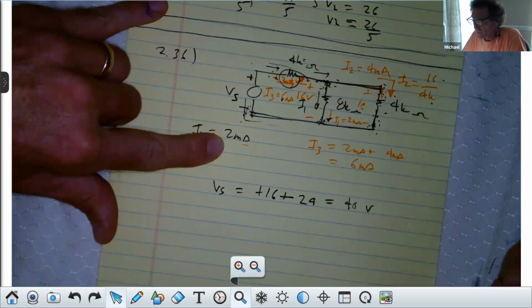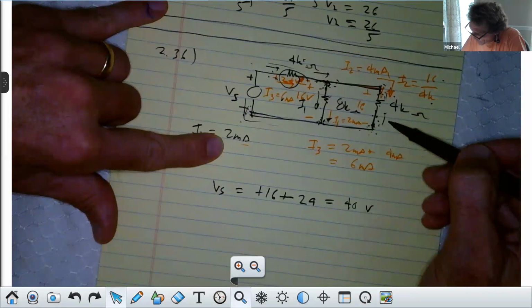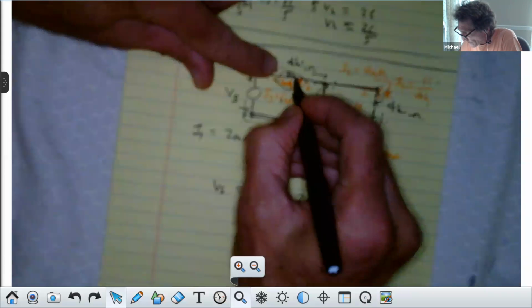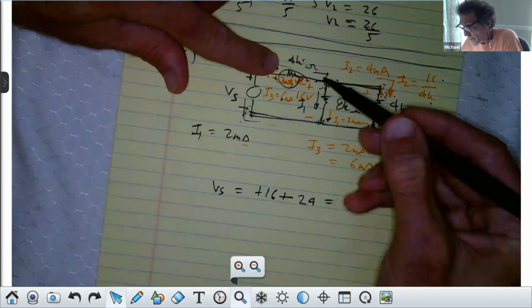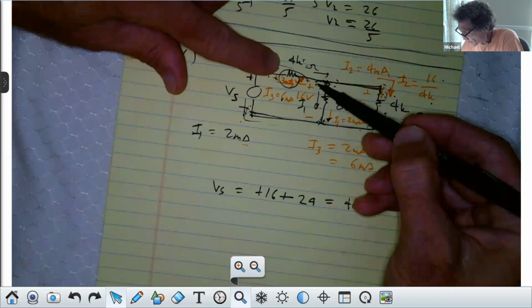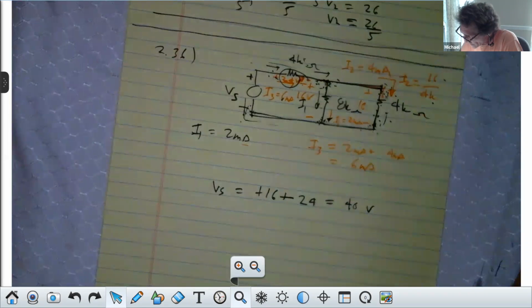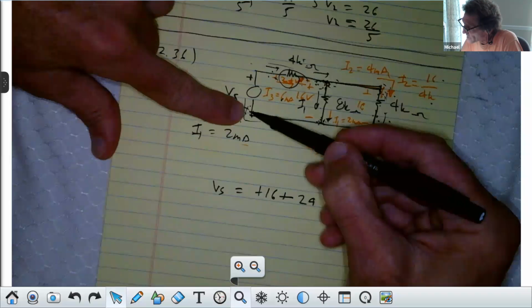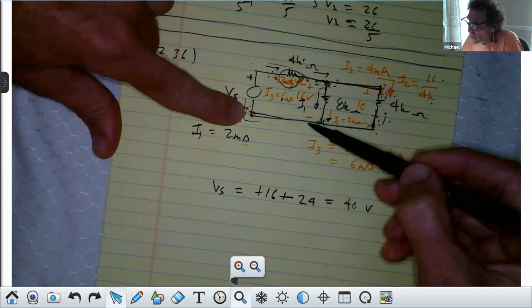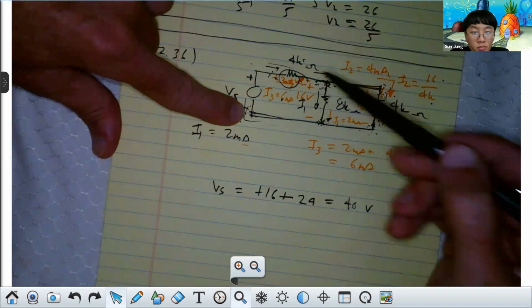All right? Now, if 2 milliamps flow this way and 4 milliamps flow this way, both of them have to come through this 4K, right? And that would be 6 milliamps, right? So 6 milliamps times 4K would be 24 volts, right? And therefore, we can find Vs. We start at the negative terminal. I'll say this a couple of times. I go around, so I get to negative. From here to here, it's plus 16. From here to here, it's plus 24, or it's 40 volts.